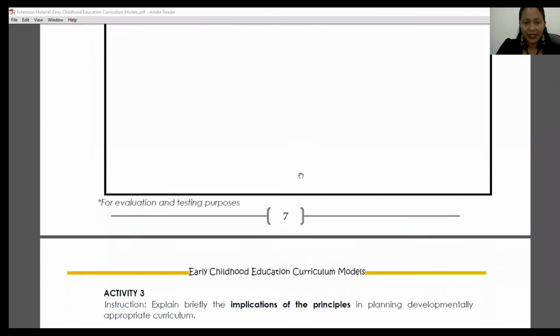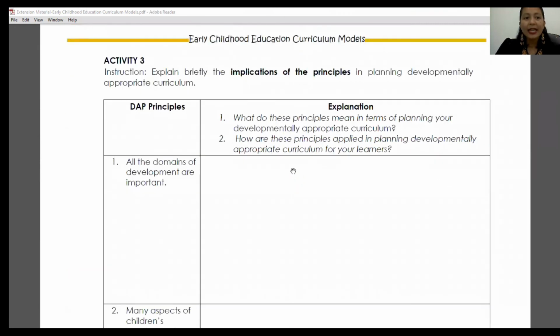And the last activity for this lesson is this one, activity 3. Explain briefly the implications of the principles in planning developmentally appropriate curriculum. So in the first column, you will be seeing here the 12 DAP principles that I have discussed in this lesson video. And then the second column on the right part, this part here, will be your own explanation.